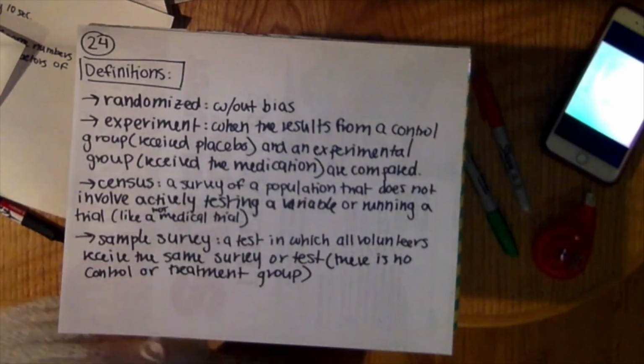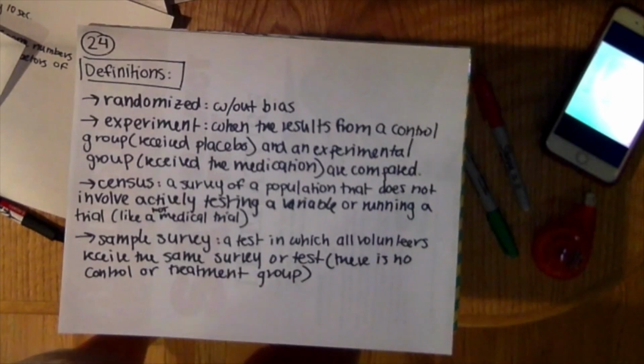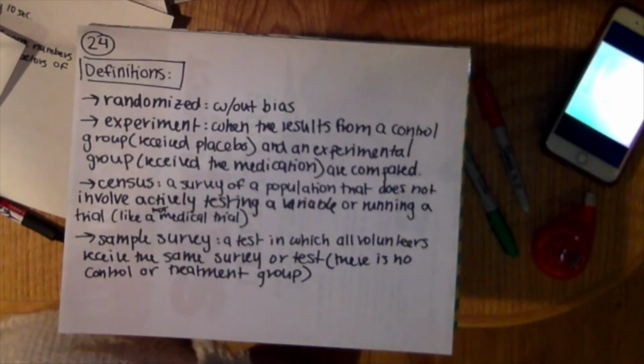And then lastly, a sample survey is a test in which all volunteers receive the same survey or test, but there's no control or treatment group. So for example, if you gave everyone the same medication and then saw what happened, that would be a sample survey, because you're still introducing a variable, but you don't have anything that you're controlling. So our answer there, again, is G.